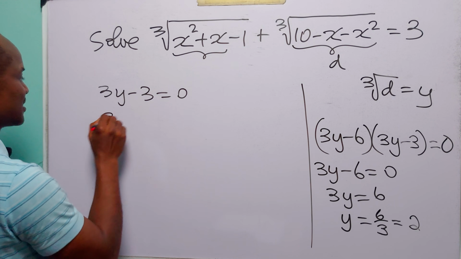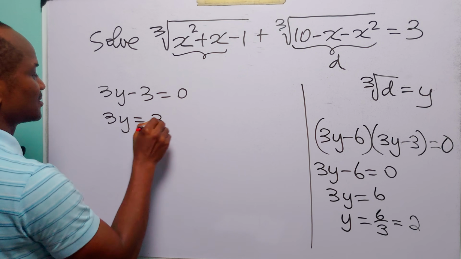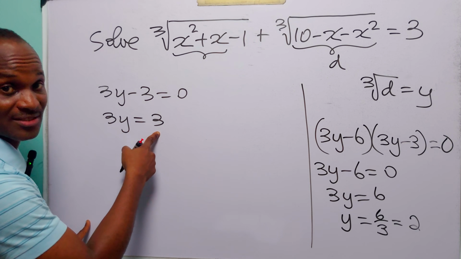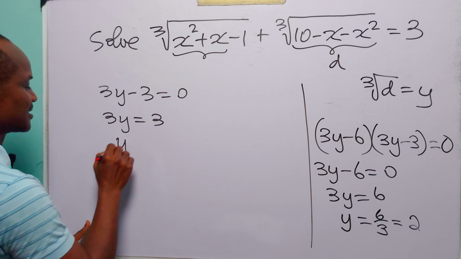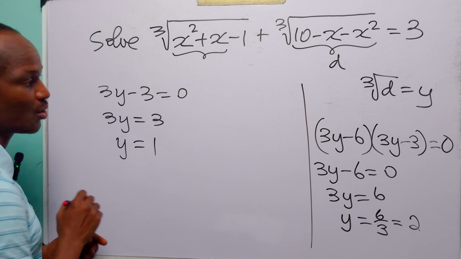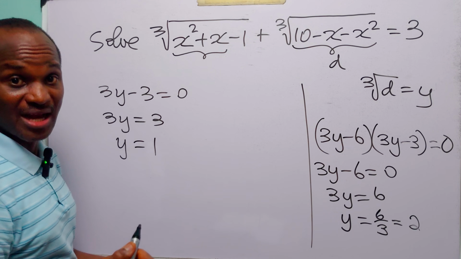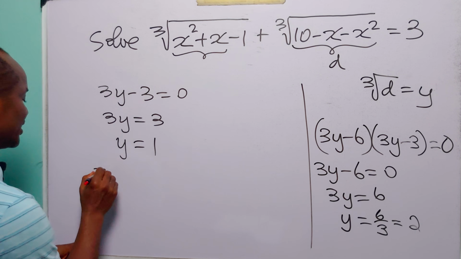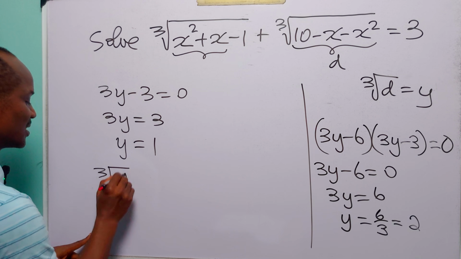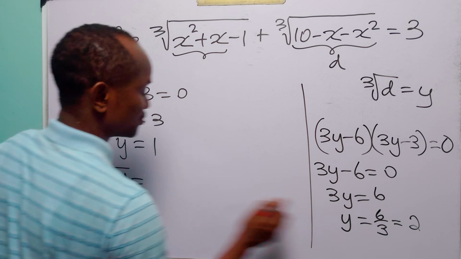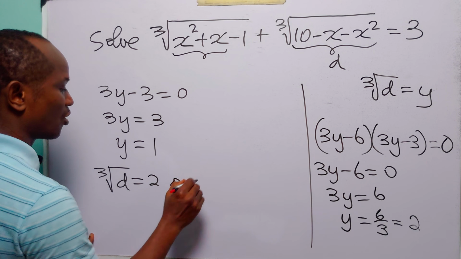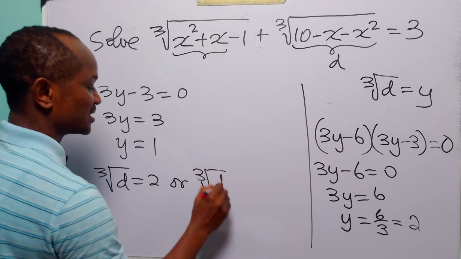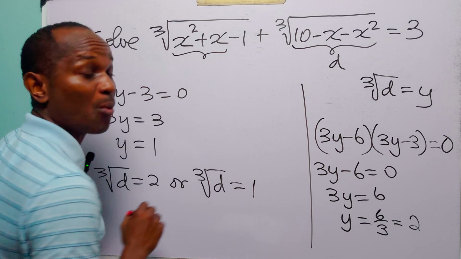And from here we have that 3y is equal to 3, and dividing both sides of this equation by 3, we have that y is equal to 1. So now we have two values of y, and that simply means that either the cube root of d is equal to 2, or the cube root of d is equal to 1.